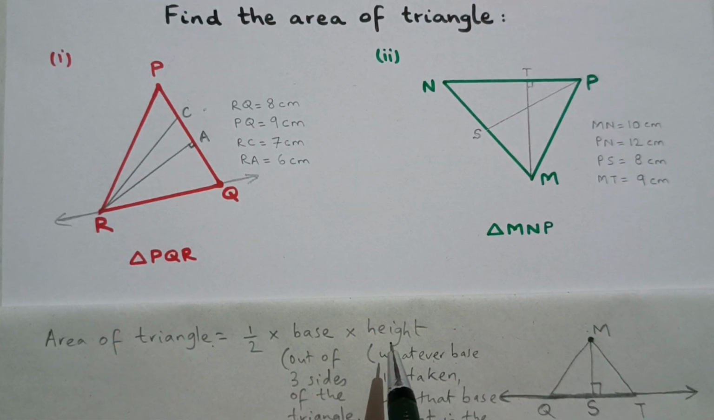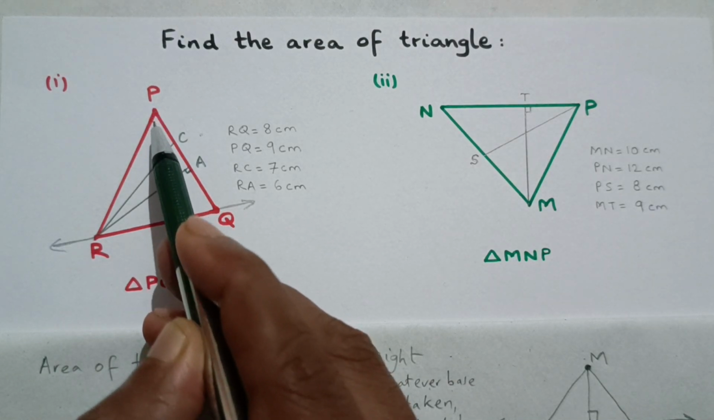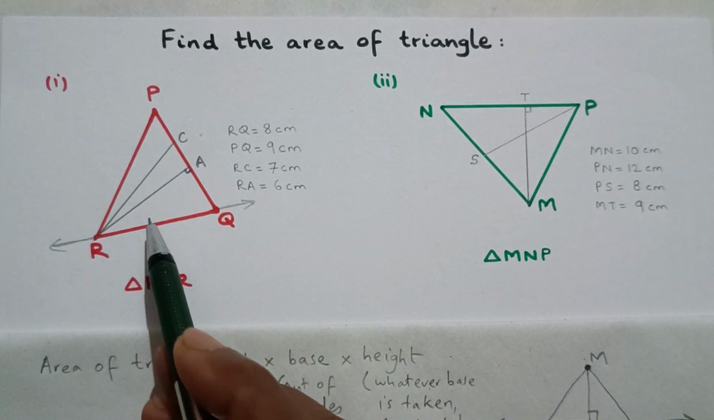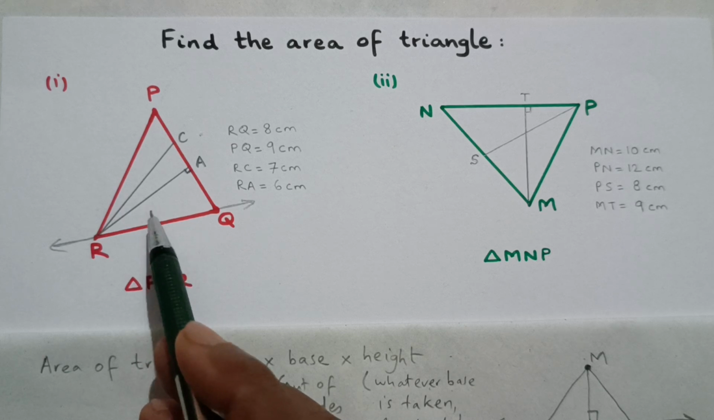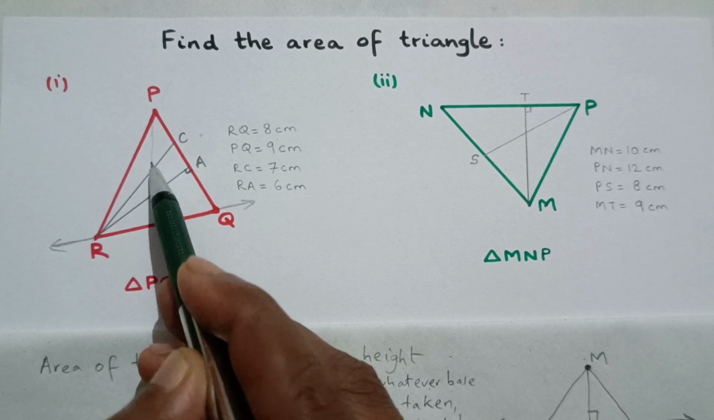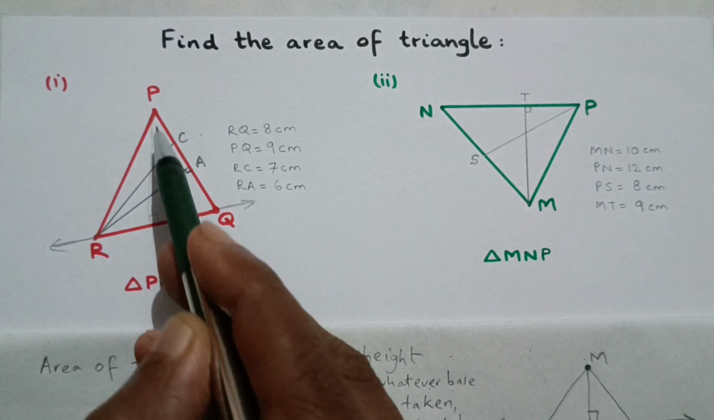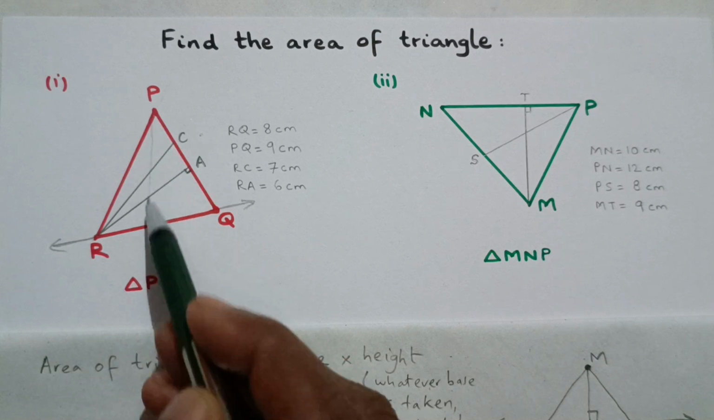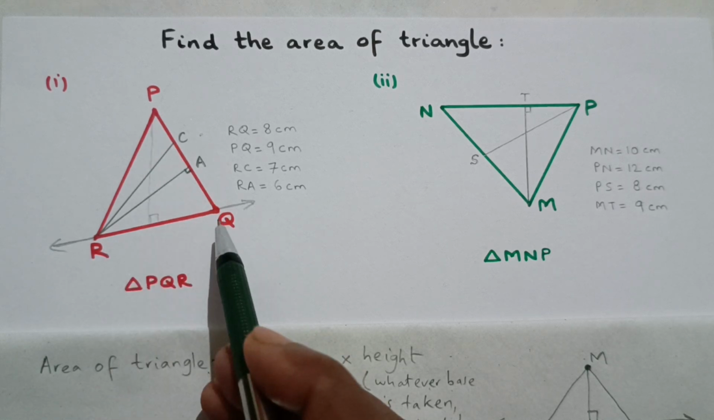So the height will be the line segment from P such that that line segment will meet RQ at an angle of 90 degrees. So it will be something like this. So this line segment is the height for the base RQ.